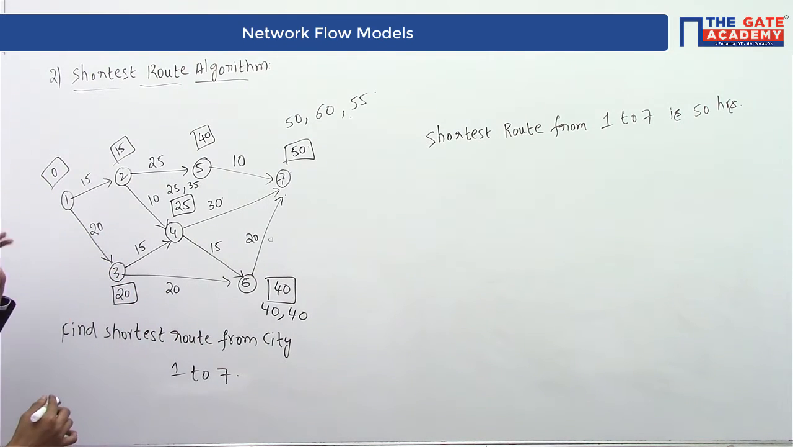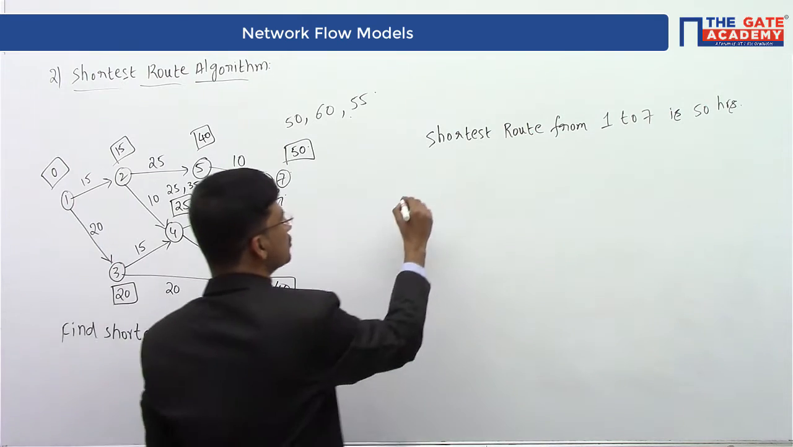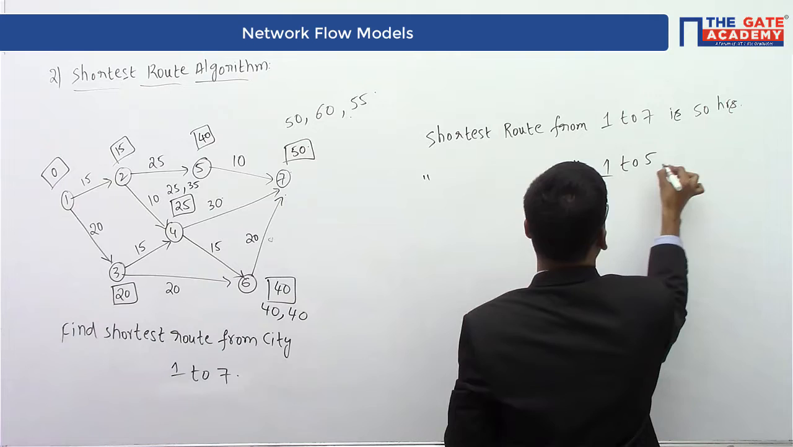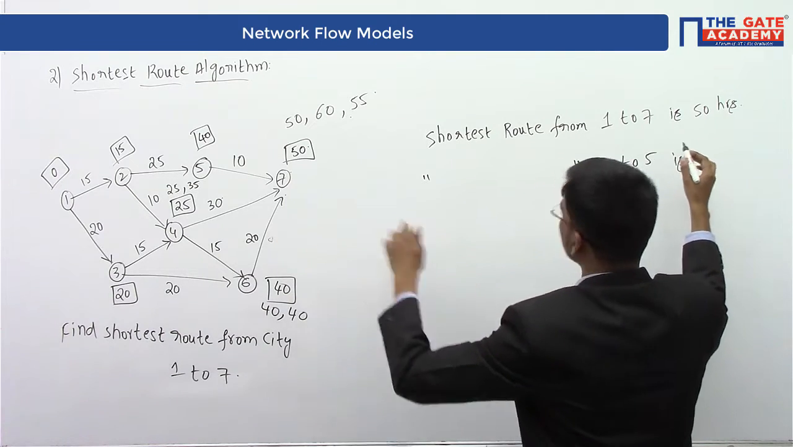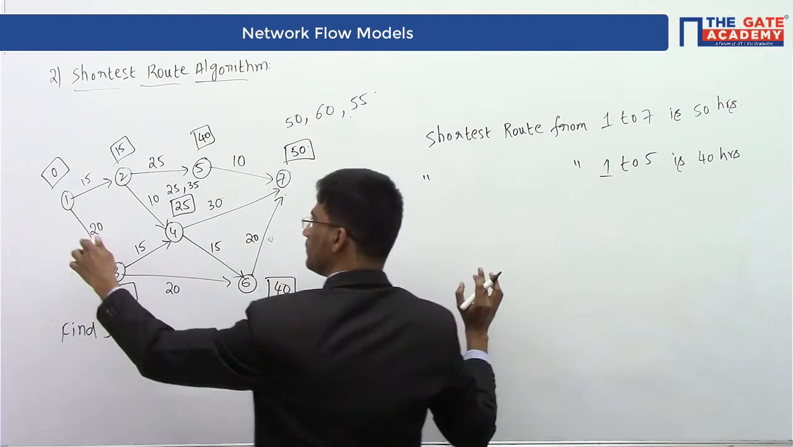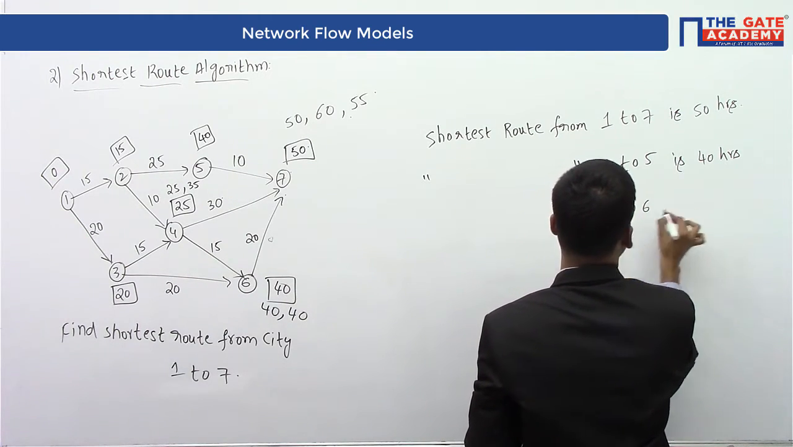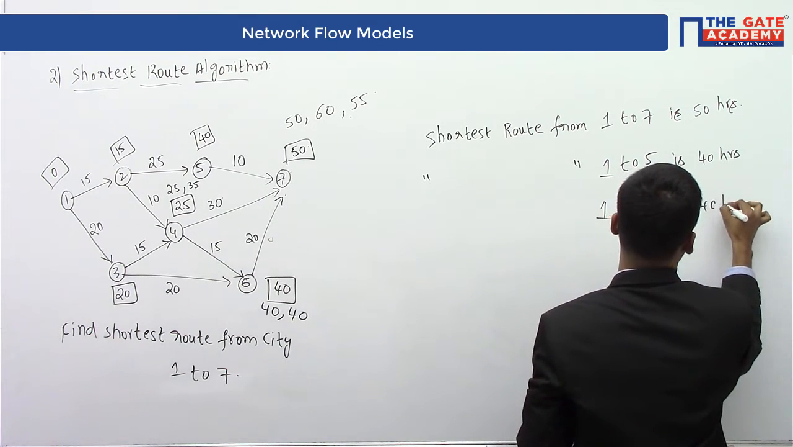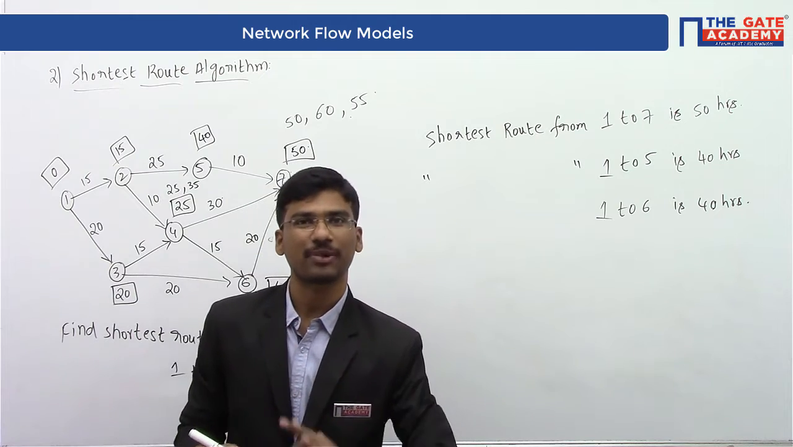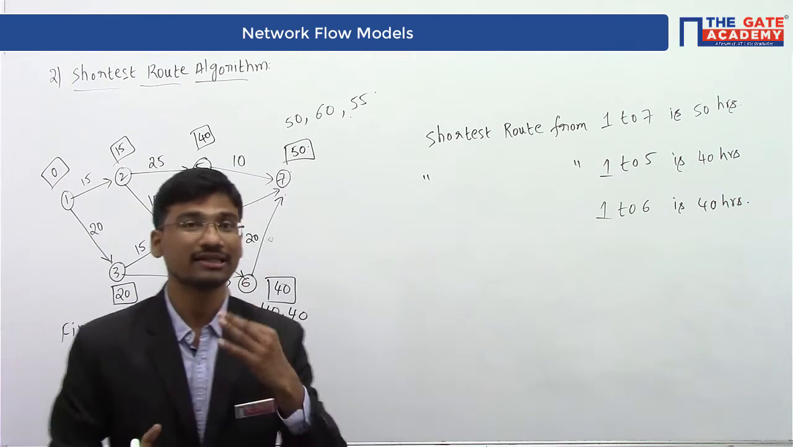The shortest path from 1 to 5 is 40 hours. The shortest path from 1 to 6 is also 40 hours. Like this, you can calculate the shortest path from city 1 to any other city. That is why we have done this much procedure here.